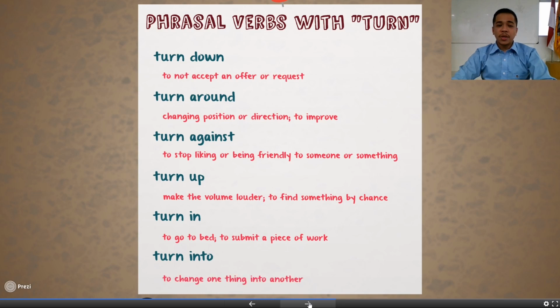Last one is turn into. Now, turn into means to change one thing into another. Like, the prince turned into a frog, or the frog turned into a prince.